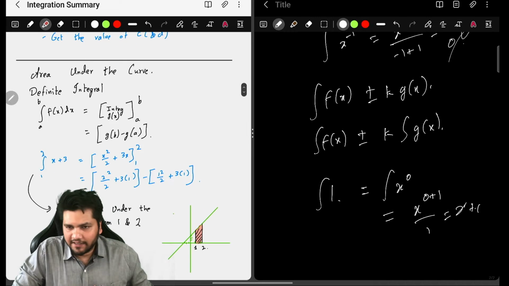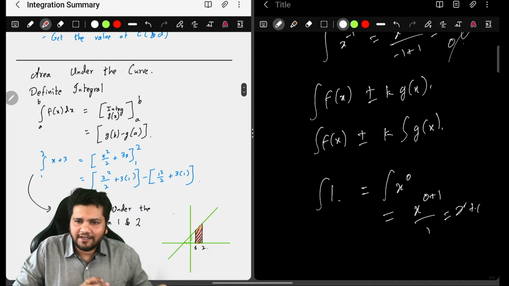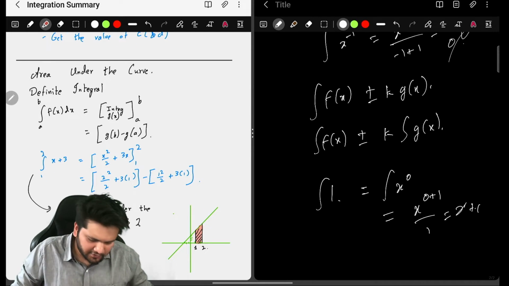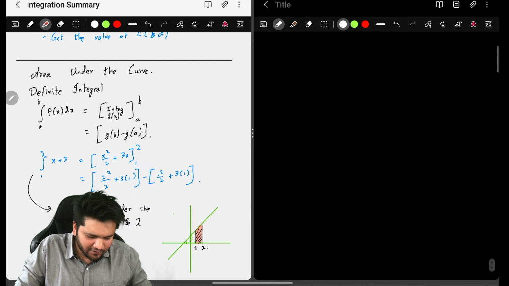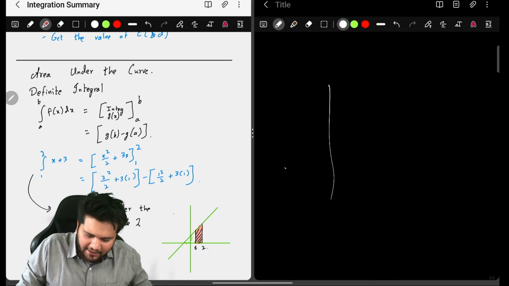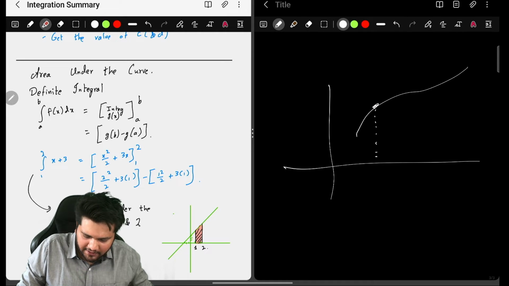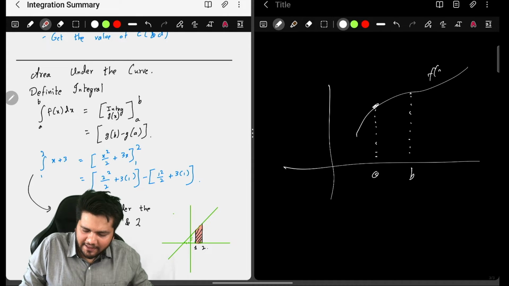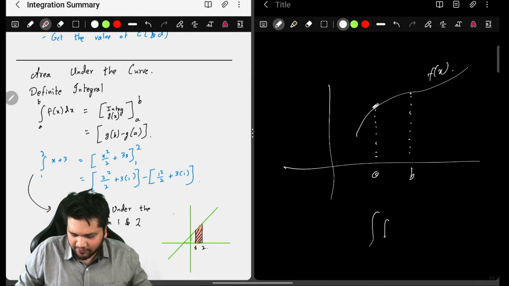The main application is area under the curve. So this is basically the definite integral. Now what will the definite integral be? You just integrate normally, and then you put these square brackets, and these are the limits. Meaning, if I have this curve and this is, let's say, point A and this is point B, if I normally integrate it, I get an arbitrary constant, the integral of f of x and something.